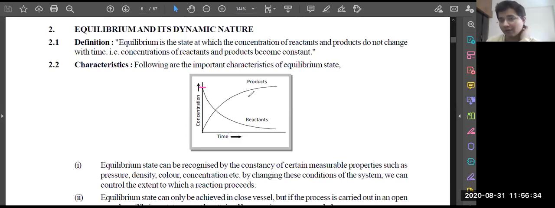Now we know that when we talk about a graph, the slope represents rate, yes or no? So if you see at this point, after this point, don't you think that the slope of both reactant and product are equal? Don't you think that the slope of both product as well as reactant are equal, according to the graph? So what's the meaning of that? It means it achieved equilibrium. Okay, very good everyone. So I guess you understood what the equilibrium state is and how it is represented graphically.